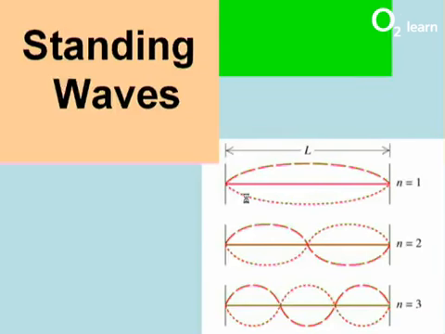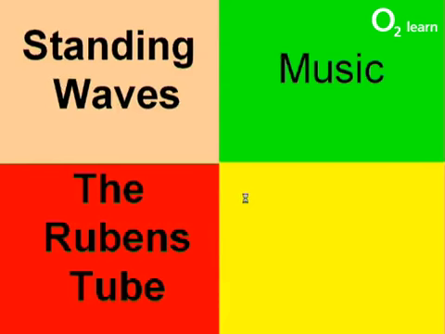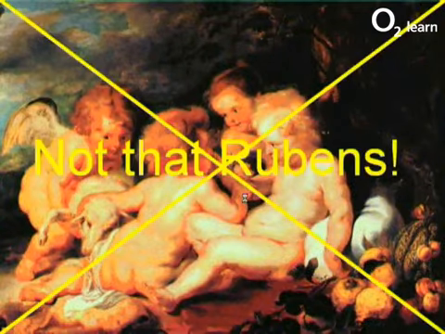Standing waves, music, the Rubens Tube, and spot the gorilla. Not this Rubens. This Rubens.